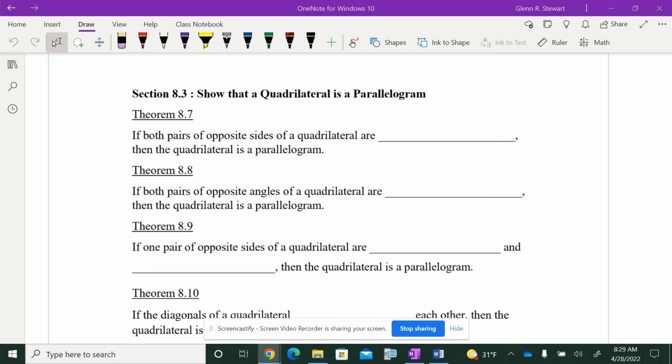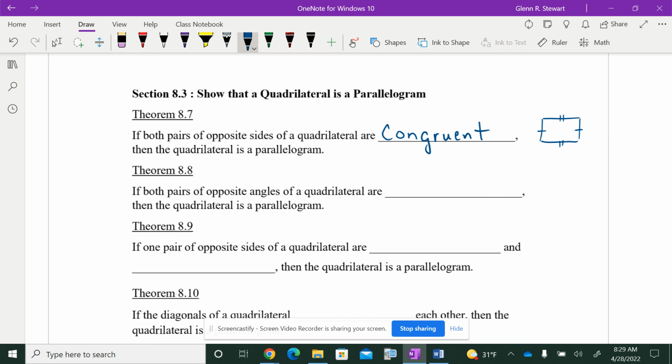So if both pairs of opposite sides of a quadrilateral are congruent, then the quadrilateral is a parallelogram. All that's saying is, if you have, here's my quadrilateral, if I said that both pairs of opposite sides were congruent, then the quadrilateral would be a parallelogram.